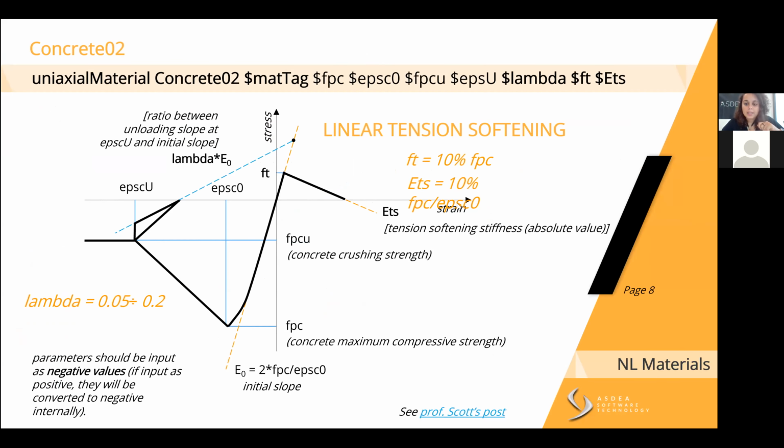I just wanted to add here, I'm sorry, it's overlapped with the graph, a few of Professor Scott's suggestions for these additional parameters, the default additional parameters for Concrete02. So if we are doing just Concrete01, we already have maximum compressive strength, crushing strength and the corresponding strains, and we need to add the lambda, the tensile strength of concrete, and the tension softening stiffness in absolute value. So how to do this?